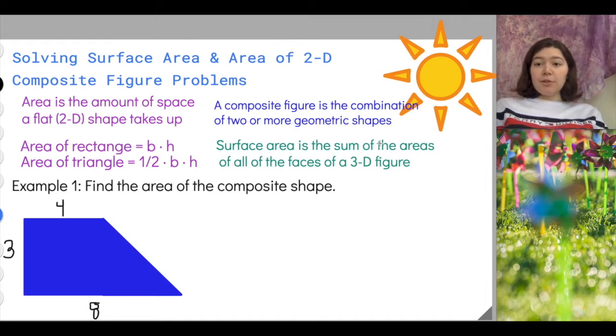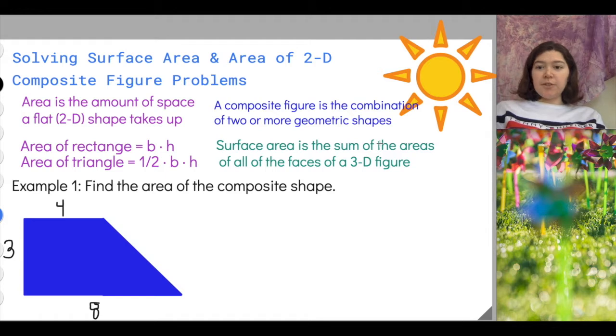So area is a concept you first learned in 3rd grade and then you've seen every year since. Area can be defined as the amount of space a flat 2D shape takes up. We actually already looked at the area of circles, and now we're looking at the area of composite figures and then something called surface area.